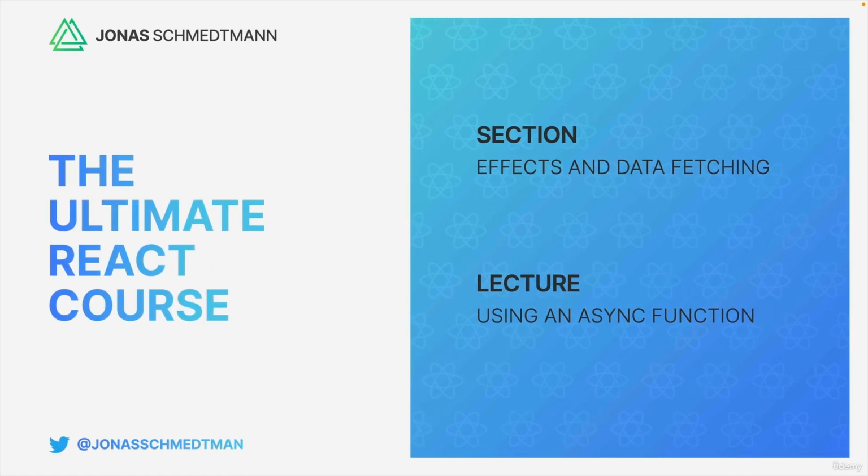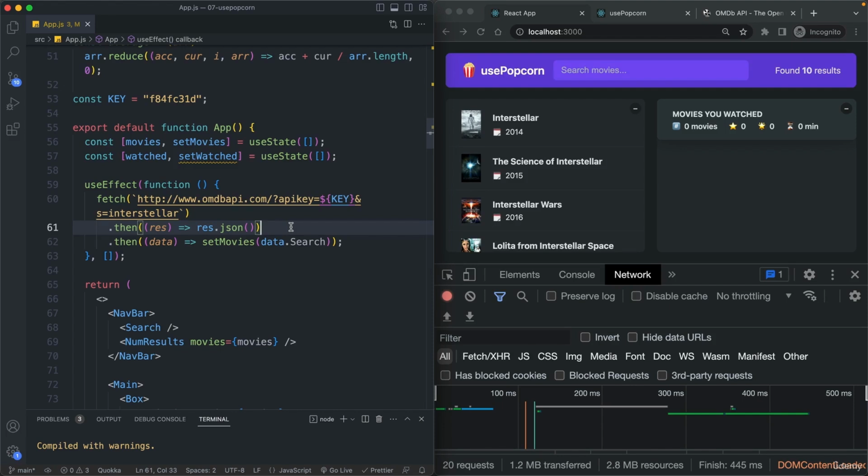Let's now convert our effect to an async function instead of the basic promise handling that we're doing right now. So many times when we need a lot of code to handle a promise, it's a lot easier and nicer to just have an async function. And here I will just assume that you already know what async await is.